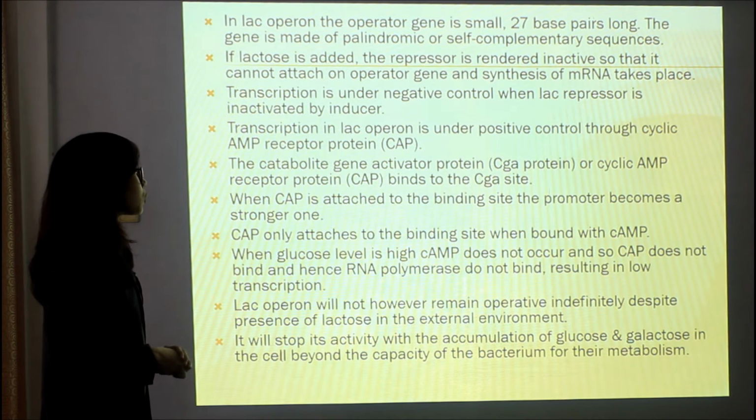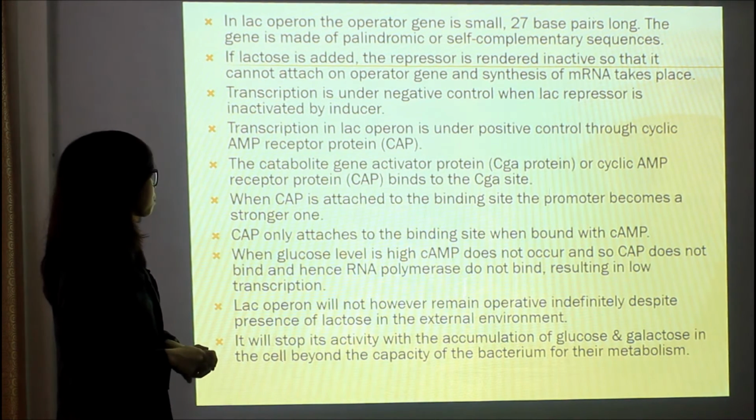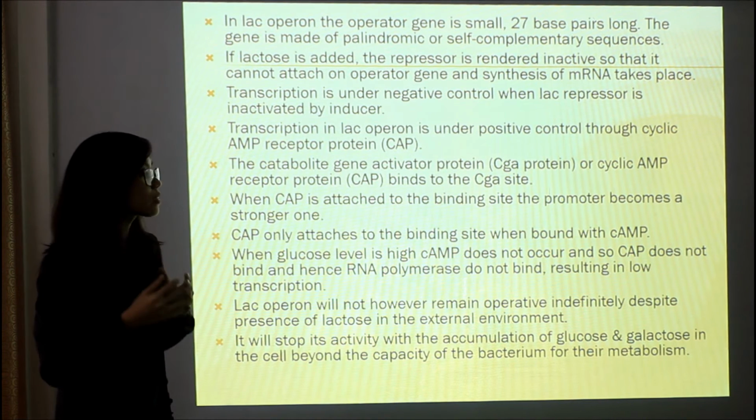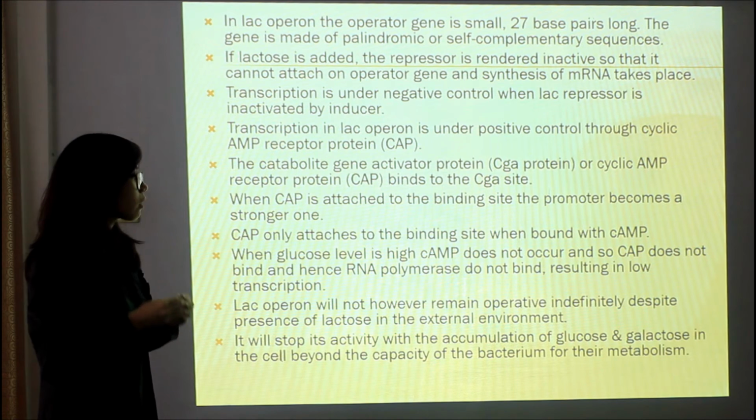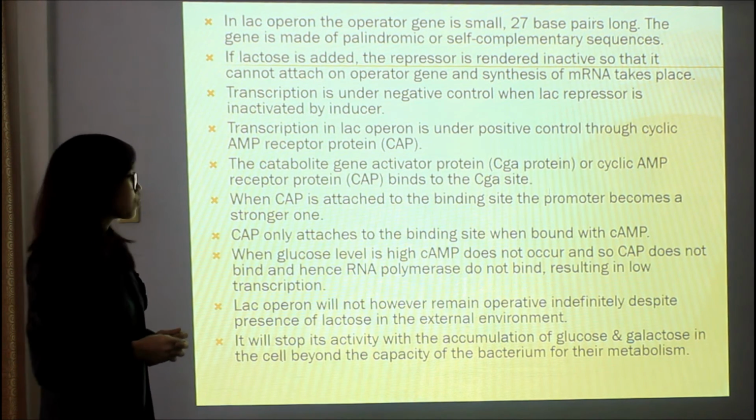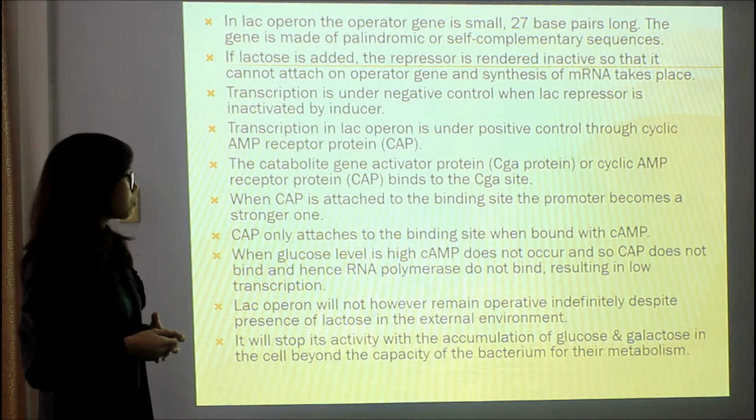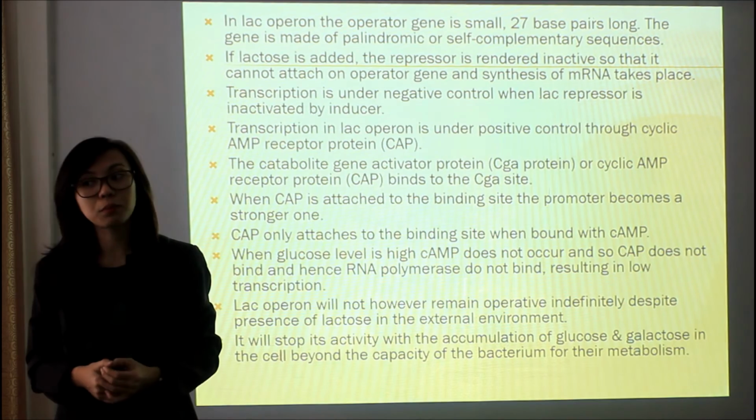So the lac operon will not, however, remain operative indefinitely despite the presence of lactose in the external environment. It will stop its activity with the accumulation of glucose and galactose in the cell beyond the capacity of the bacterium for their metabolism.